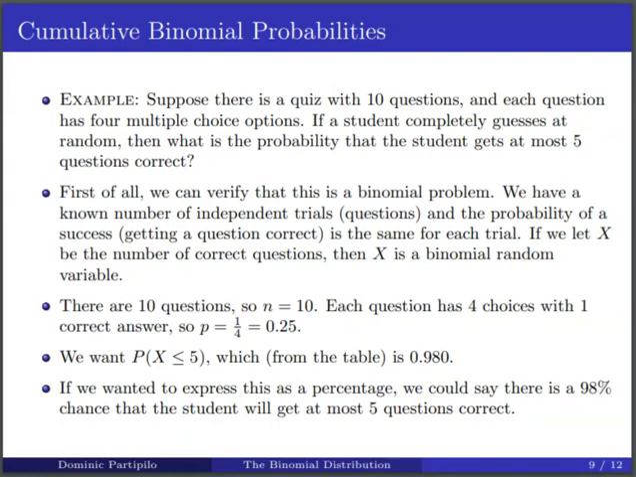So the probability that the student gets at most 5 questions correct by randomly guessing on this quiz is going to be 0.98. And if we wanted to express this as a percentage, we could say that there is a 98% chance that the student will get at most 5 questions correct on this quiz. So the moral of the story is the student probably should have studied for this quiz.